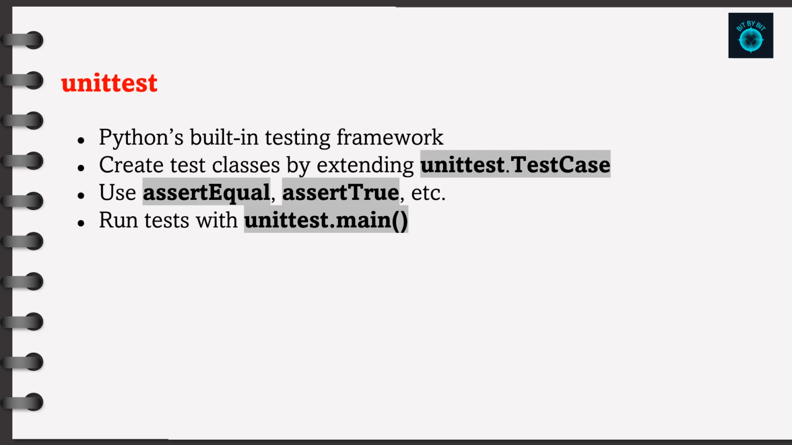To use it, you define a test class that inherits from unittest.TestCase. Inside that class, you create methods that test your code. The method name should start with the word test, so unittest knows it's a test case. You use built-in assertions like assertEqual, assertTrue, and others to check the expected output. Finally, calling unittest.main runs all your tests automatically when the file is executed.